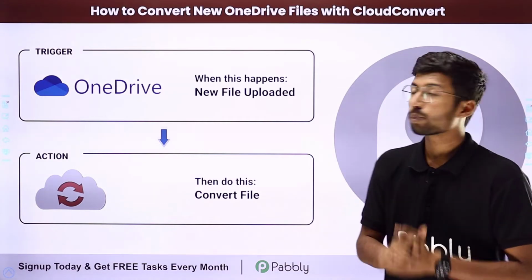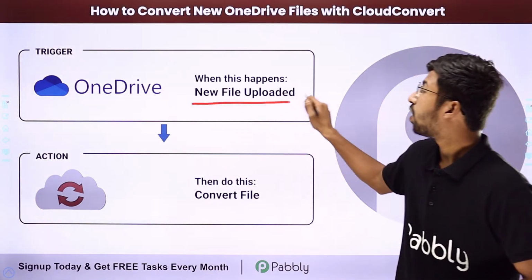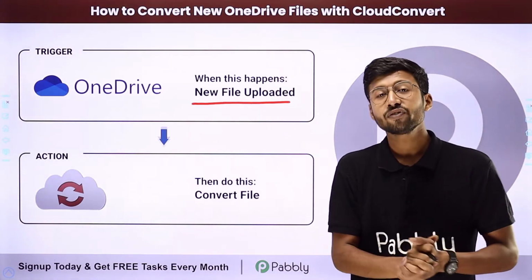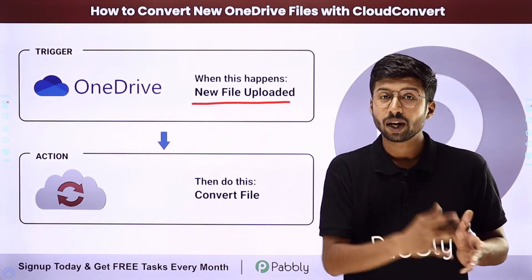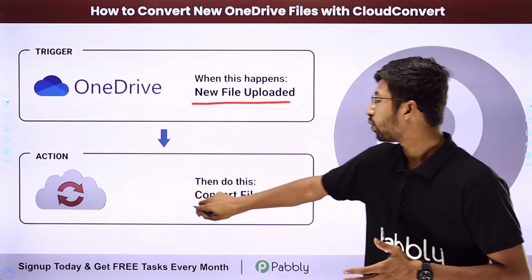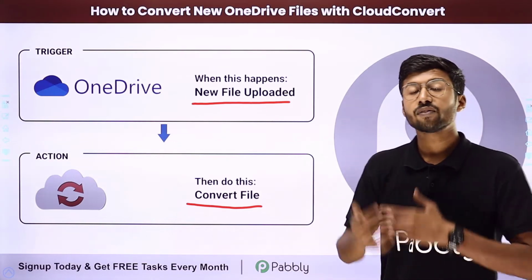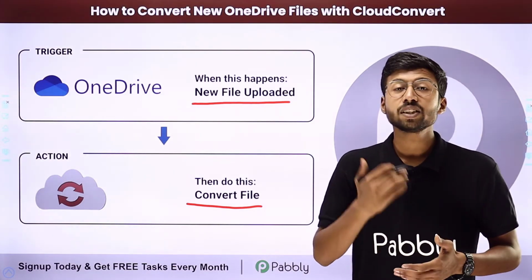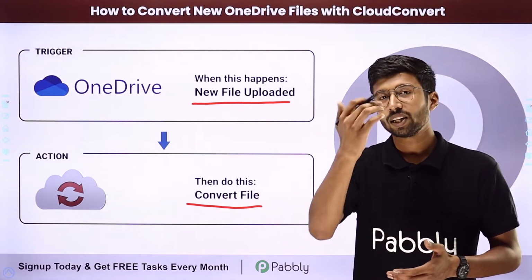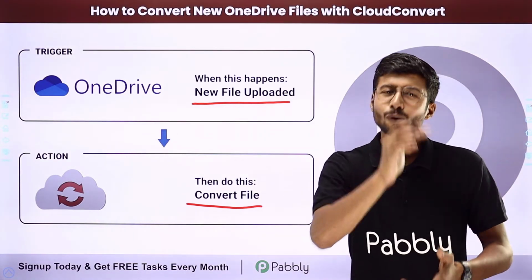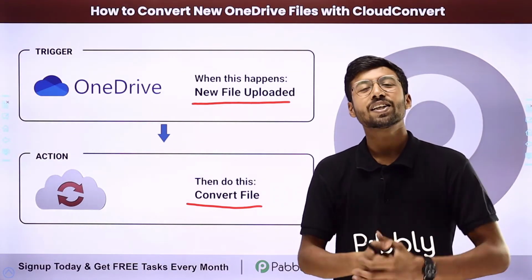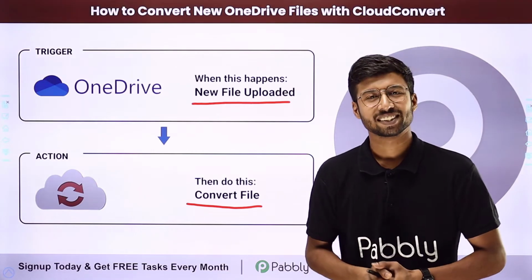So the trigger of this automation will be uploading a new file on our OneDrive account. And the action will be converting those files into a specific format using CloudConvert. And after that, after converting those files, we will automatically once again upload the newly converted file into a OneDrive account. Now how can you set up this automation? To know this, you have to come with me to my screen.